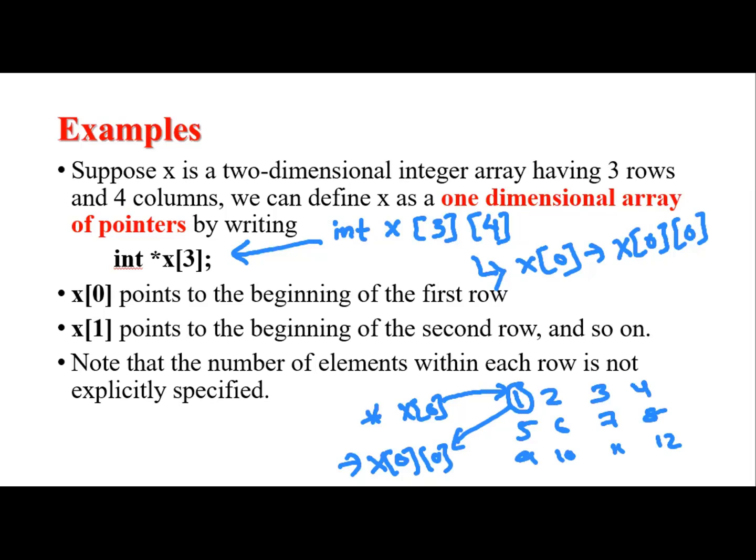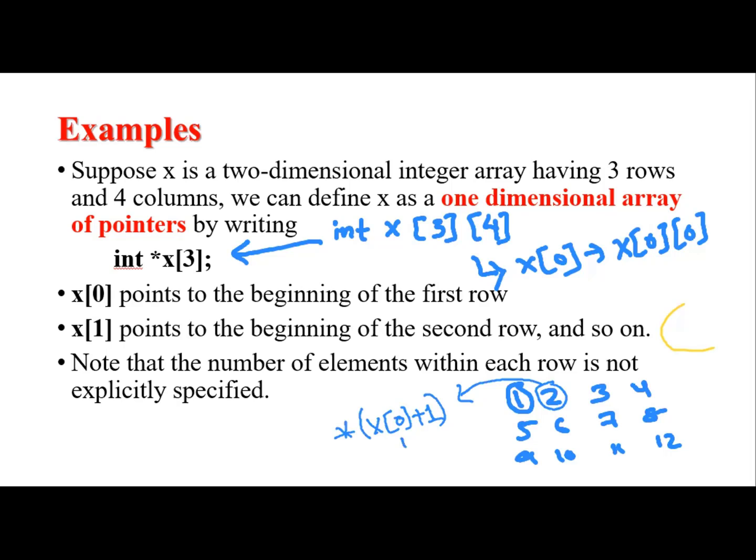I hope you all remember this one, star of x of 0. So star x of 0 will be the first element, the actual value in the first row, first column. Is it clear, everyone? Okay, then if I want to display the second element, that would be x of first row plus 1. And then to print the value, it would be star of x of 0 plus 1.